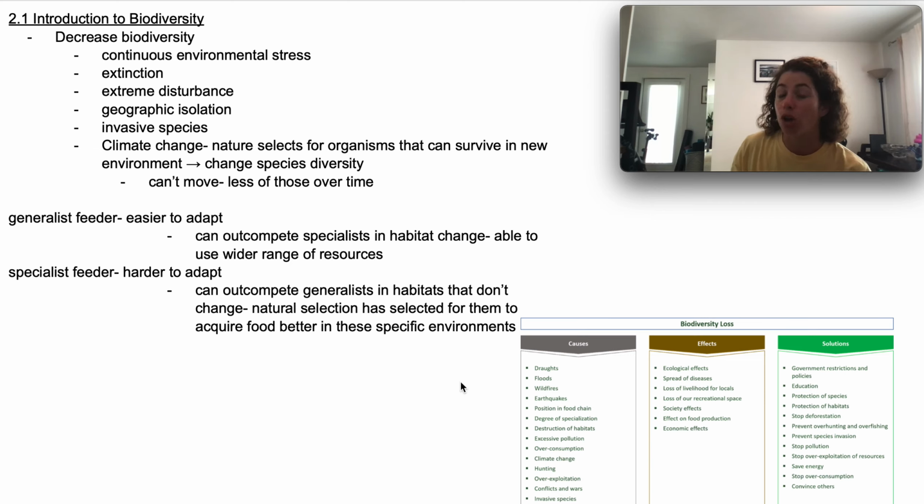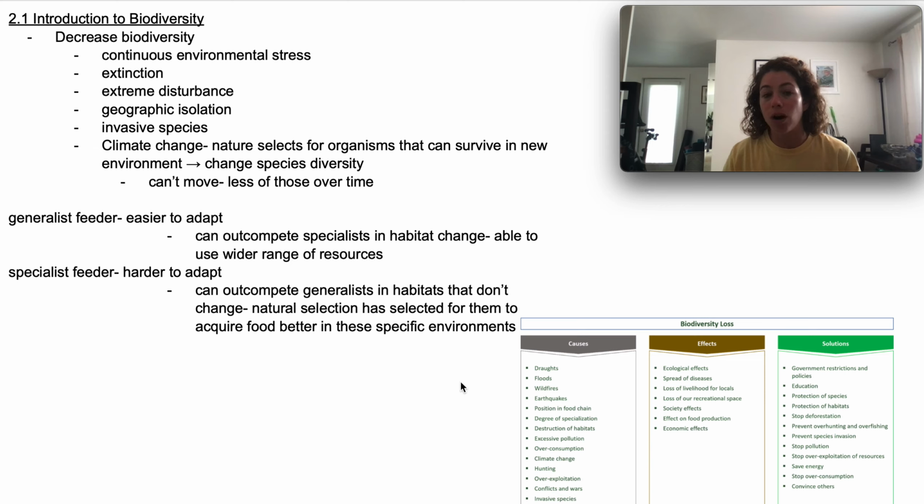And climate change is also a really big factor that decreases biodiversity, because nature, with this changing climate, is going to be selecting for species that are able to deal with this fast change, and selecting against species that can't move or that can't adapt.